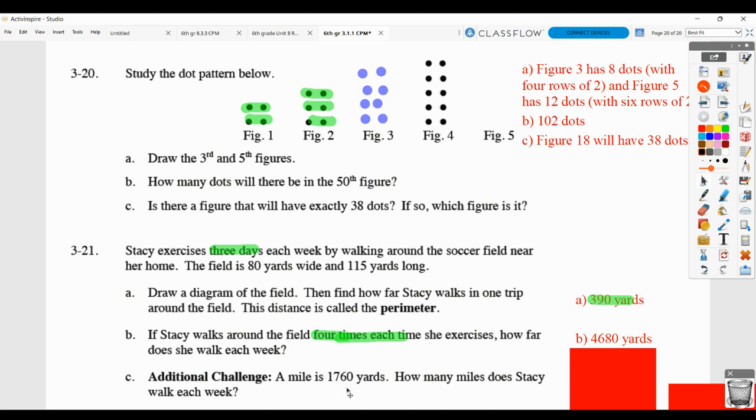So a mile is 1,760 yards. How many miles does she walk each week? So we would take basically the amount of yards she walks in a week, divide by the amount of yards in a mile, and then get our answer. So you don't have to do long division here, but I should see the work. I should see how you got that answer.